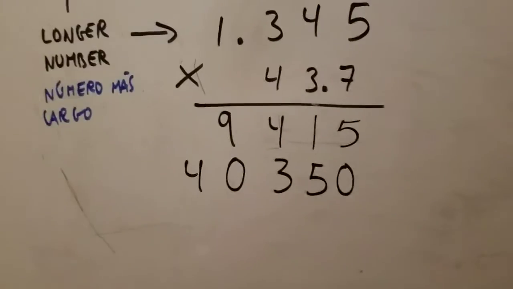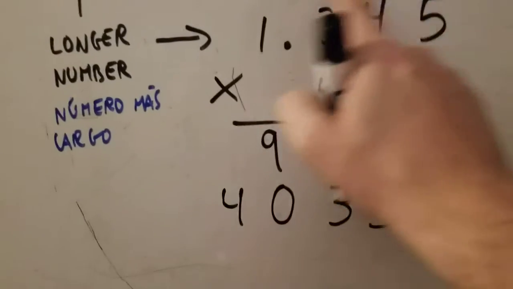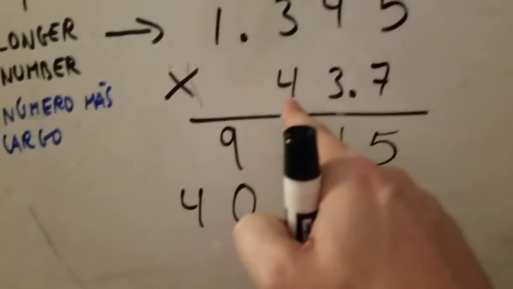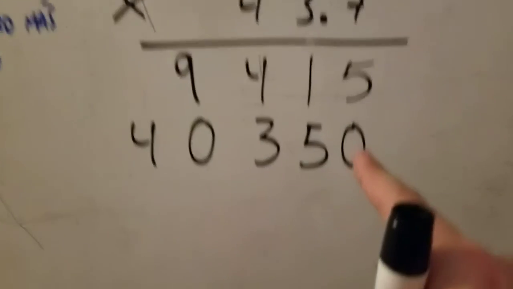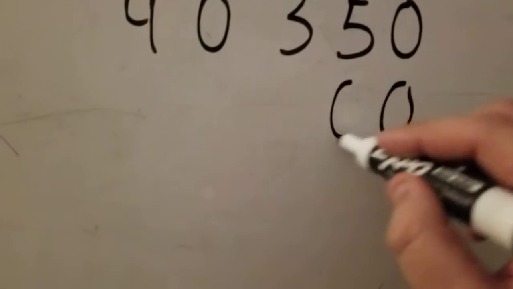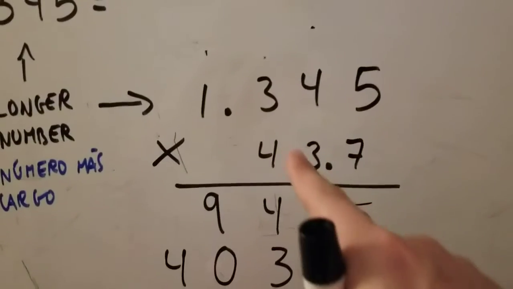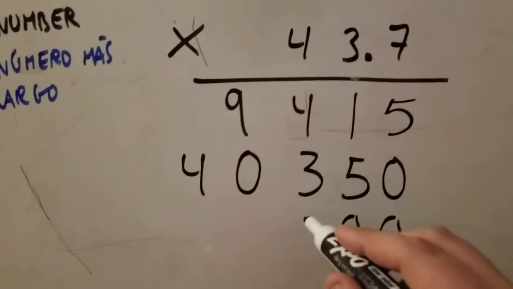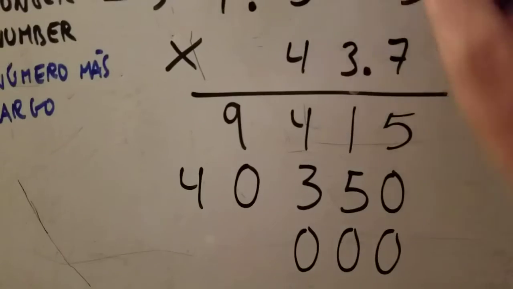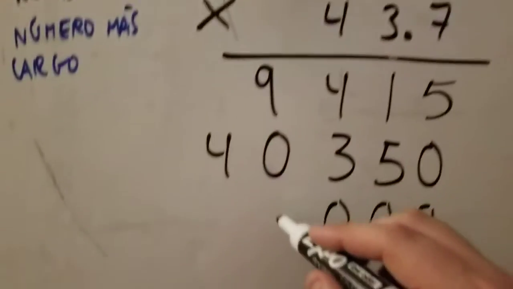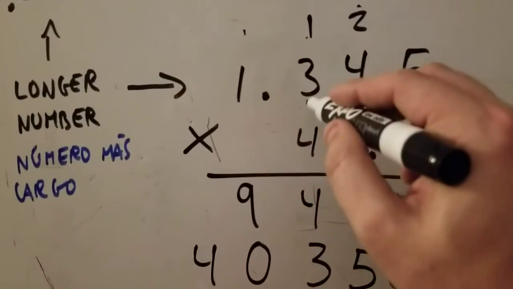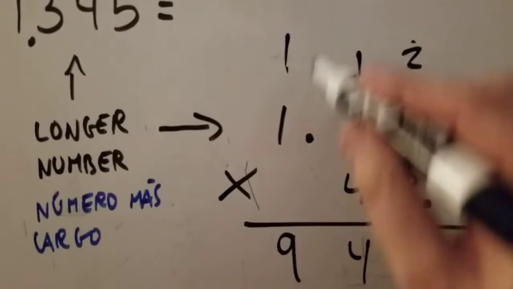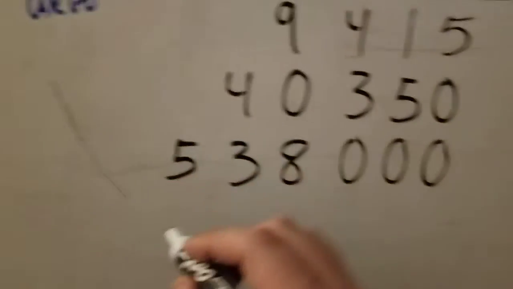Again, my numbers are straight. Okay, last one. Oh, 4. Let me erase this first. 4. This is the third digit. So you need not one placeholder, but 2. And now you can keep going. 4 times 5, 20. 4 times 4, 16, plus 2, 18. 4 times 3, 12, plus 1, 13. 4 times 1, 4, plus 1, 5.